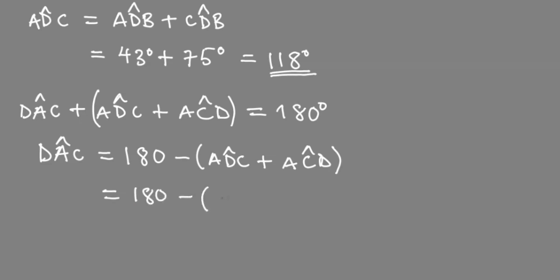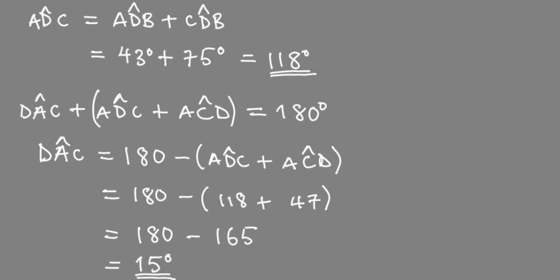ADC is 118. ACD we found to be 47 degrees. We add these two numbers here, 118 plus 47. If we do the mental math there, it should give us 165. If we find the difference between 180 and this number, we're going to get 15 degrees. So DAC is equal to 15 degrees.